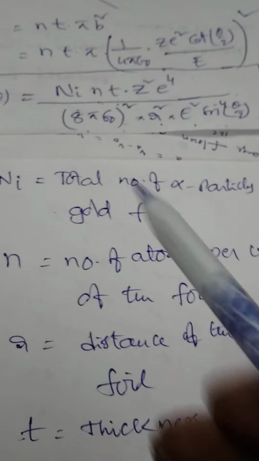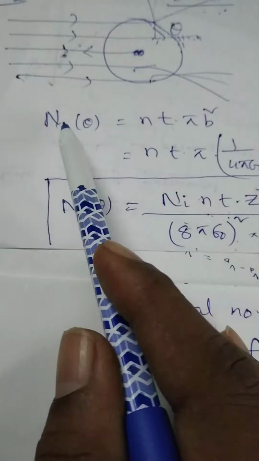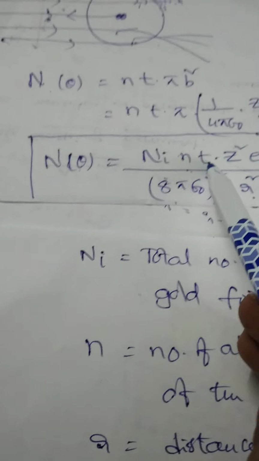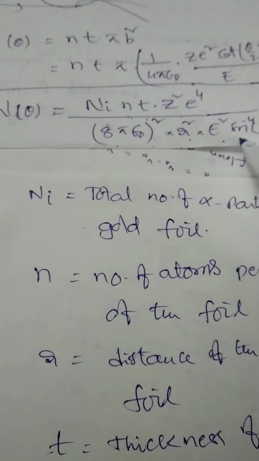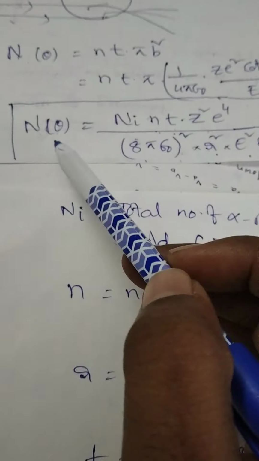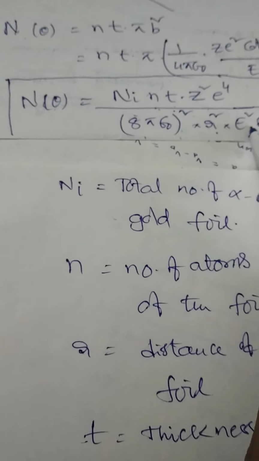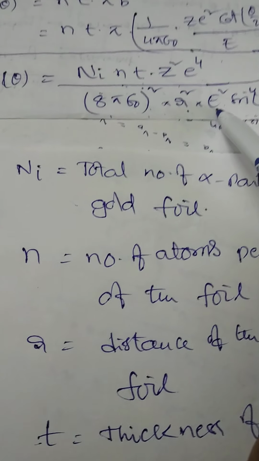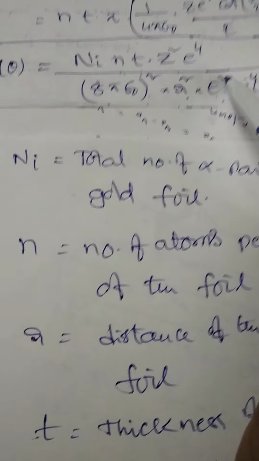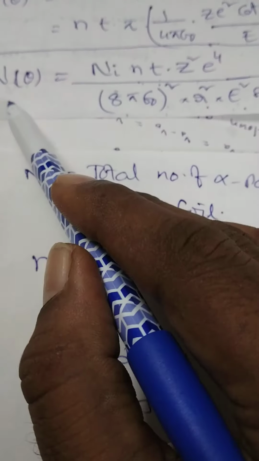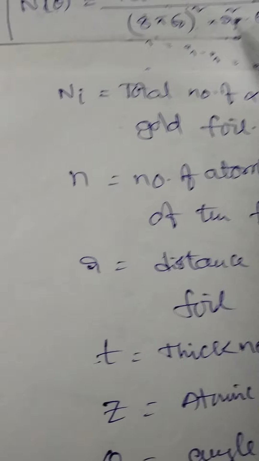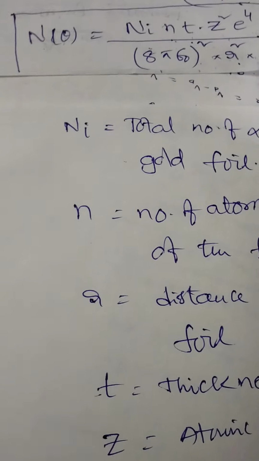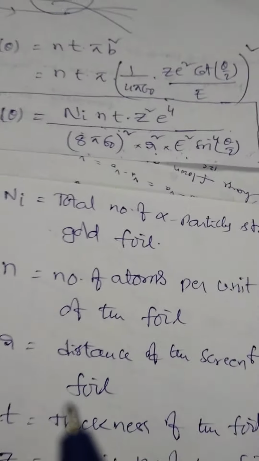Okay? Right. Capital N is directly proportional to small t, and capital N is proportional to Z square. Capital N is proportional to 1 by sin power 4 theta by 2. Capital N is proportional to 1 by E square. And also the velocity relation: capital E means kinetic energy, half mv square, so E square means v power 4. So capital N is also proportional to 1 by v power 4, where v is the velocity of the alpha particles falling onto the foil. Do you understand?